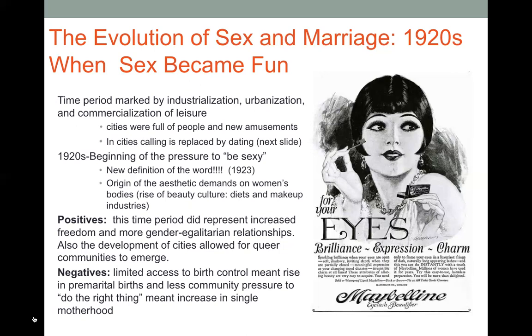But there are negatives as well. The fact is there's still limited access to birth control, and that meant the rise in premarital births. This is the time period where we start to see a real increase in single motherhood, because unlike before, there is less community pressure to do the right thing. Not as many shotgun weddings are taking place, because parents in the community no longer have that level of social control in these larger cities as they did in small towns. So you have more people having sex outside of the constraints of marriage, but it was risky. And there was still stigma, not necessarily in having the sex, but certainly if you wind up pregnant and unmarried, because then there's the proof that you're having this premarital sex.